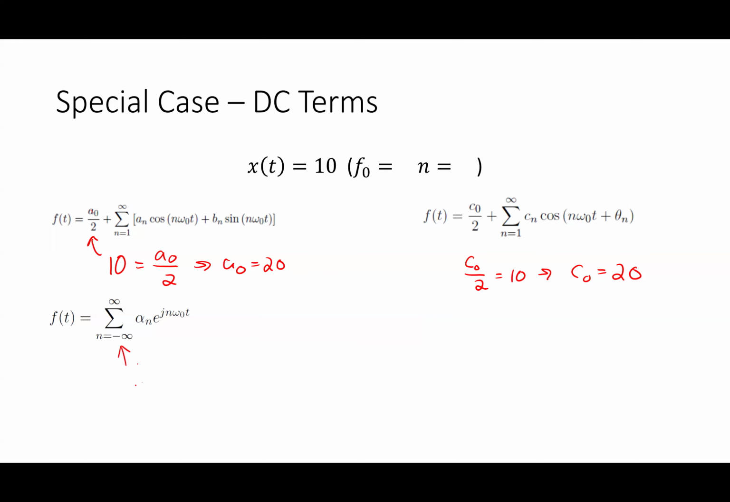What's e to the j 0 anything? 1. This becomes alpha 0. What's alpha 0 equal to? 10. Right? A0 and C0 both are 20. Alpha 0 is half of that. Looks weird, right? Again, I probably wouldn't do the over 2. They didn't have to, but that's the way they defined it. And they didn't ask me my opinion on it. So that is what we have to deal with.